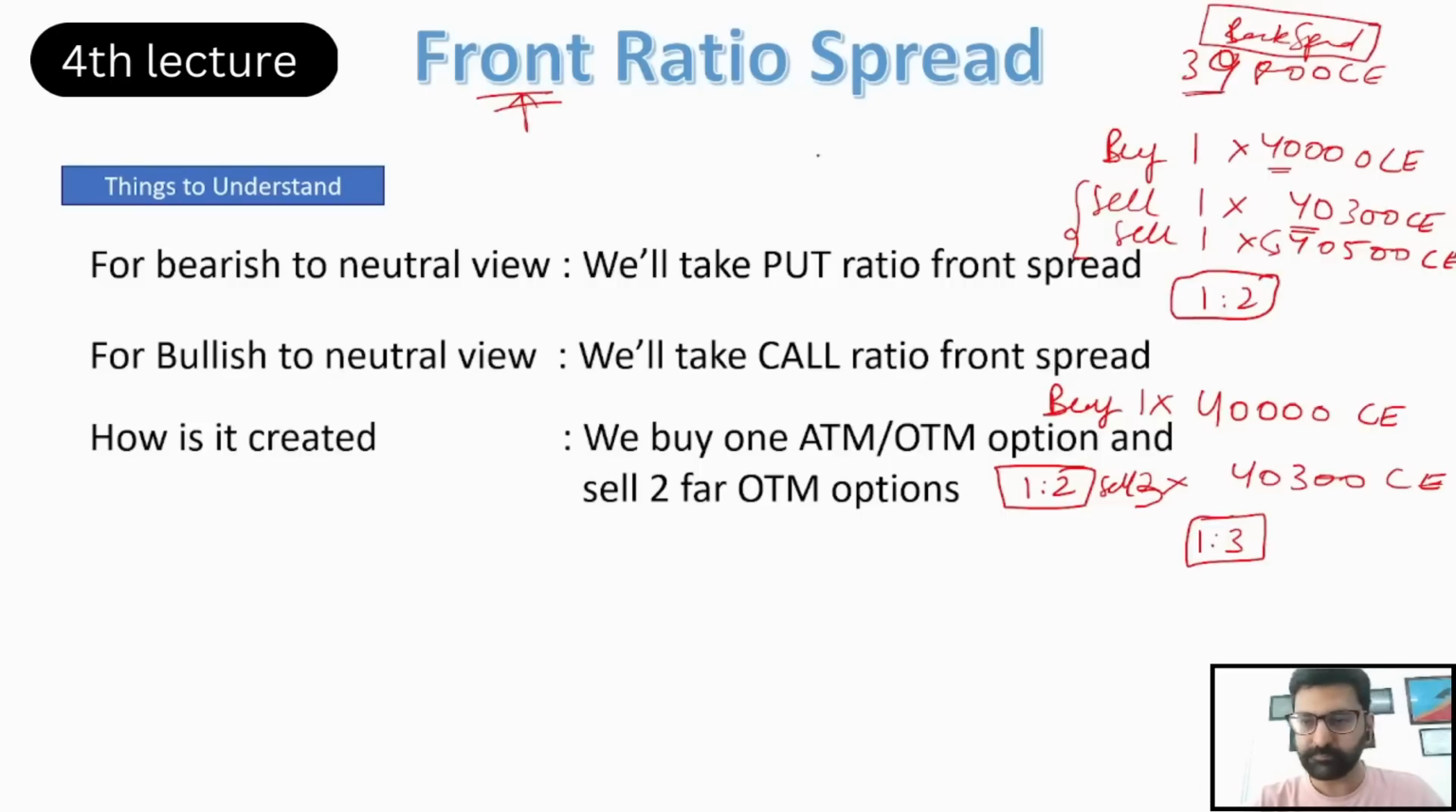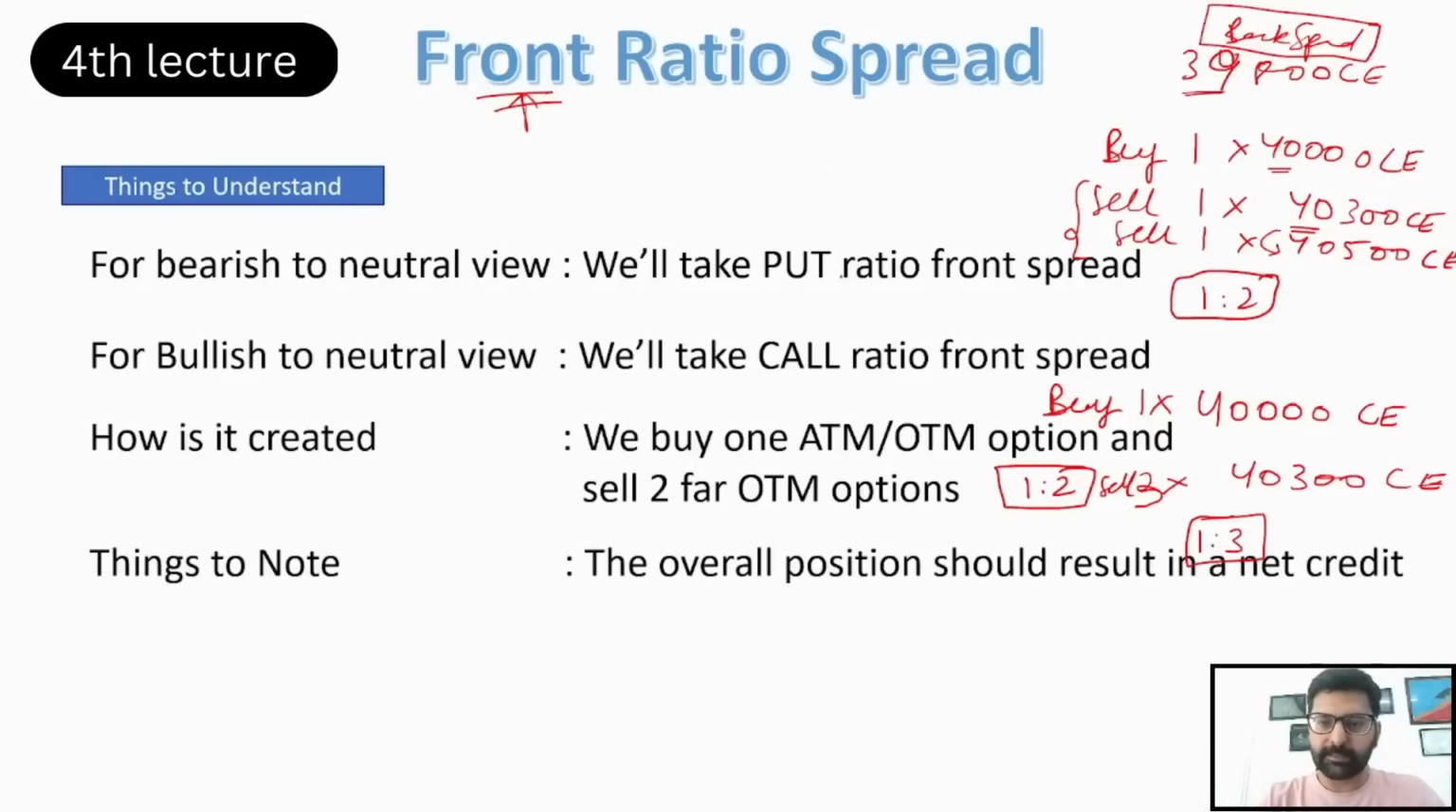All right. Okay, so the other important point to note is that the overall position generally should result in a net credit. Which means that whatever we are buying is getting debited, and for whatever strikes we're selling, the premium is credited. So the sum of these things should be positive, so that we get a net credit.